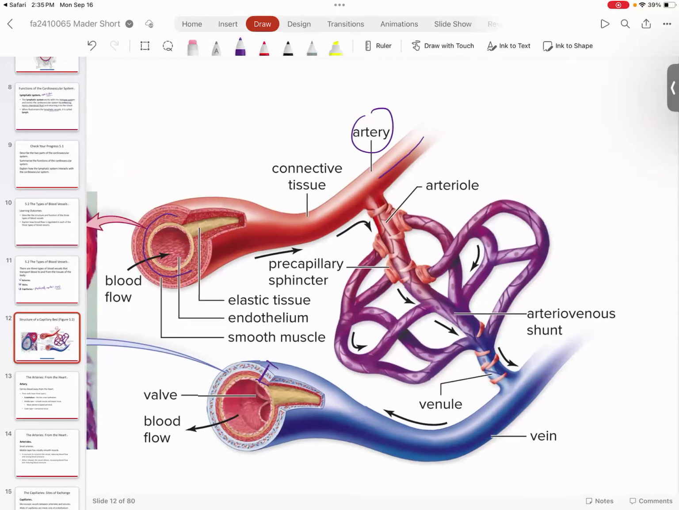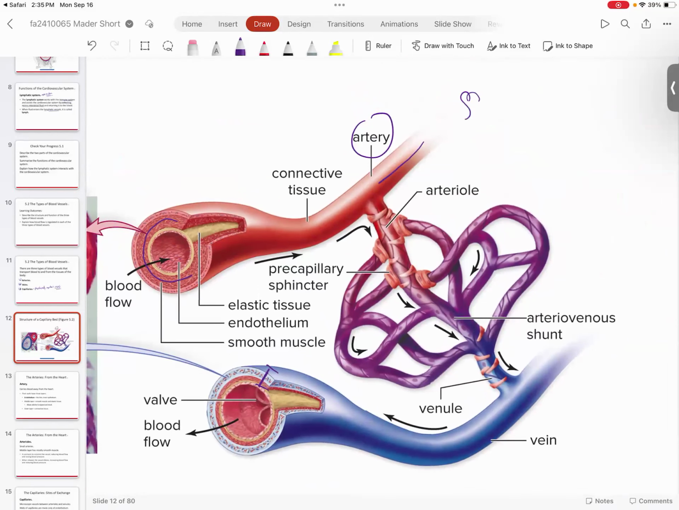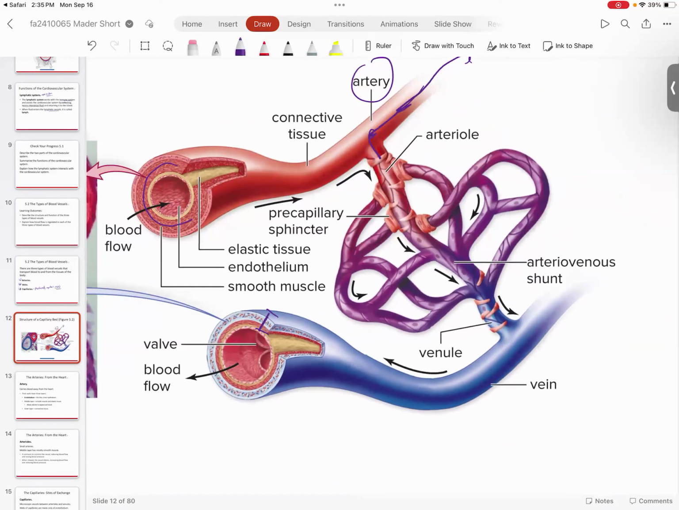Generally speaking, what you have is blood coming from your heart through your artery, and it gets into smaller and smaller and smaller arteries until it enters into the capillary bed. And here you can see a capillary bed, which basically will have oxygenated, nutrient-rich blood going through the capillary.